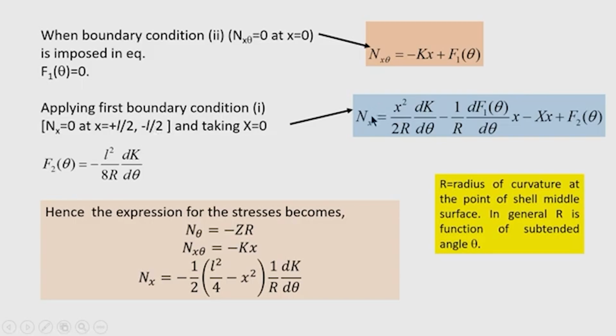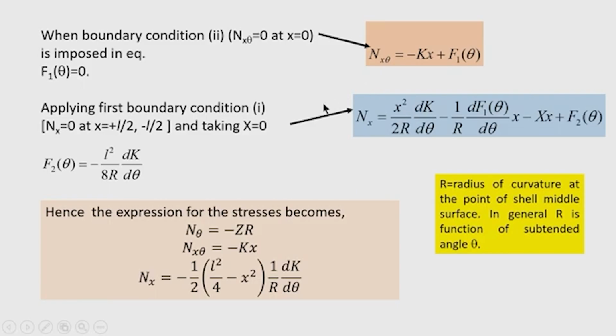So, f 2 theta, by putting x equal to L by 2, is nothing but minus L square by 8 r into d k by d theta. Hence, the expression for the stresses becomes n theta equal to minus z r, and n x theta equal to minus k x, because f 1 theta is 0 and f 2 theta we have evaluated as minus L square by 8 r d k by d theta. Substituting in the expression for n x, we can simplify it as n x equal to minus 1 by 2 bracket L square by 4 minus x square, 1 by r d k by d theta. R is the radius of curvature at the point of the shell mid surface, and in general r is a function of the subtended angle theta.